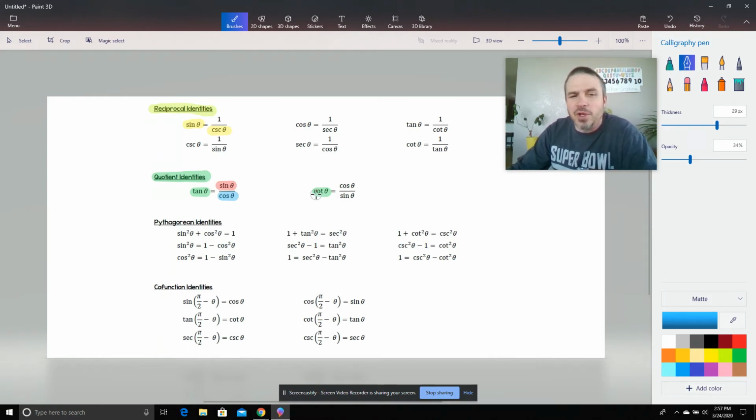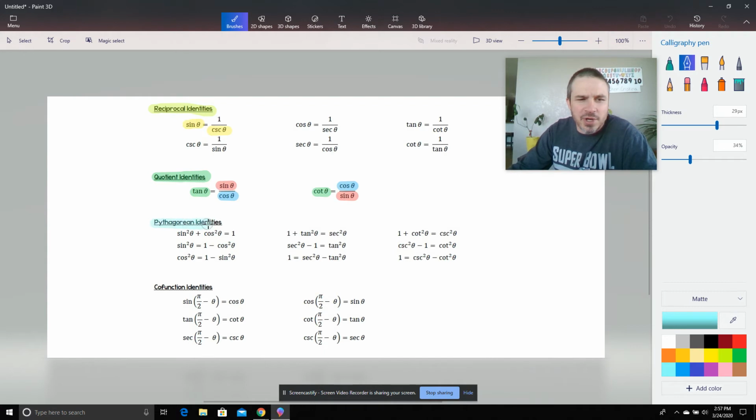Then, if we know that cotangent is the reciprocal function of tangent, we're just going to reciprocate that relationship, put cosine on the top, and sine on the bottom. So it's the A over O instead. Okay, so we've got to memorize those. We use them quite a bit.